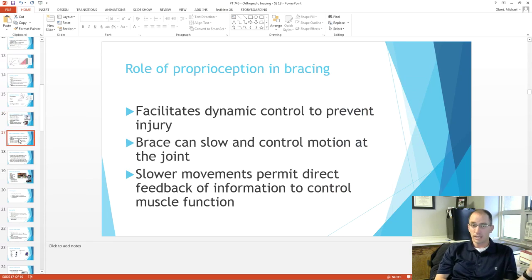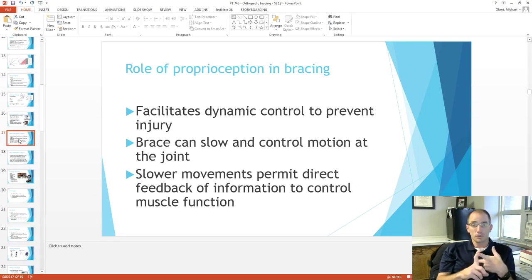It facilitates dynamic control to prevent that injury. So if somebody has a chronic ACL tear and they haven't had surgery, it can prevent further injury, because if I don't have any control of that and all of a sudden my tibia starts to slide when I'm doing normal activities, my knee may buckle, it may give out, and may cause further injury. So somebody that has some dynamic instability at a particular joint, it's going to help facilitate that dynamic control, keep everything where it's supposed to be, so that they can function a little bit better.